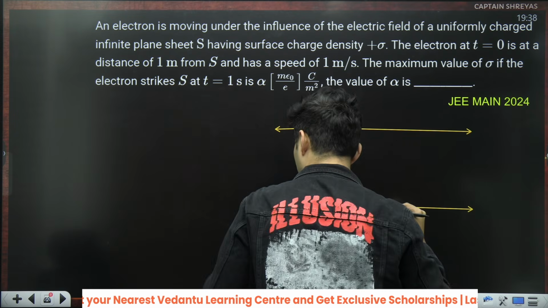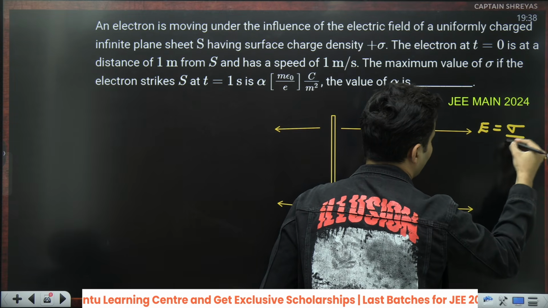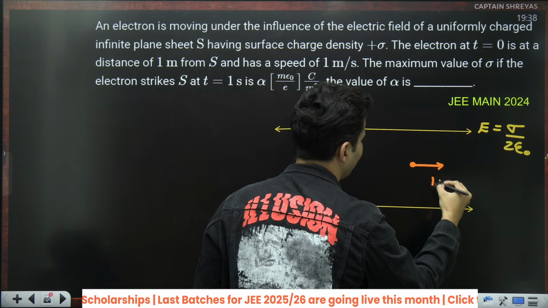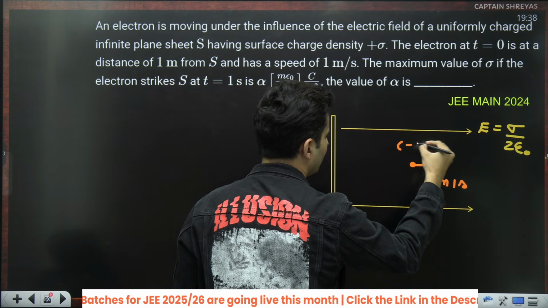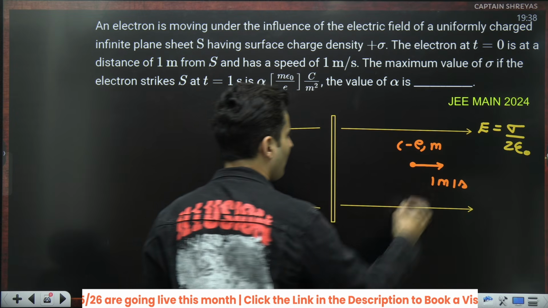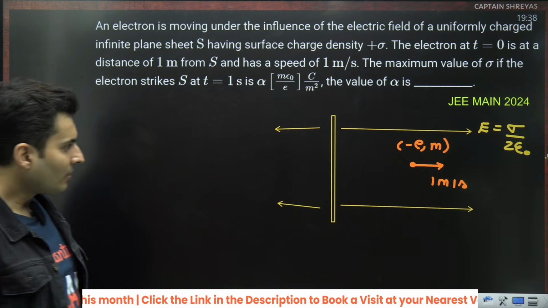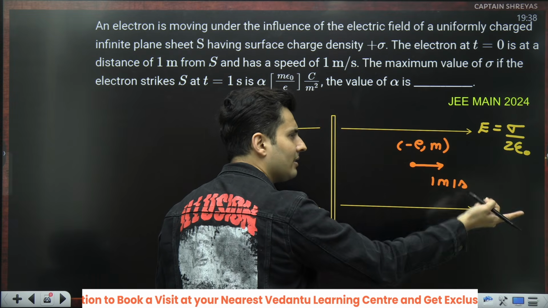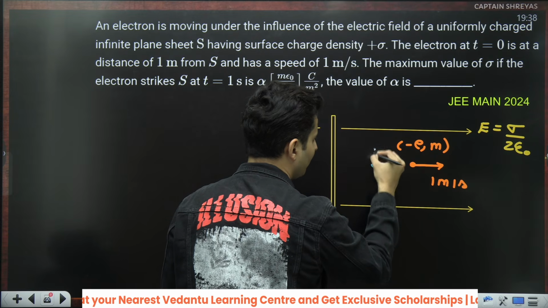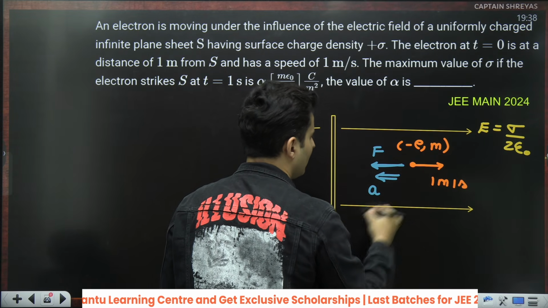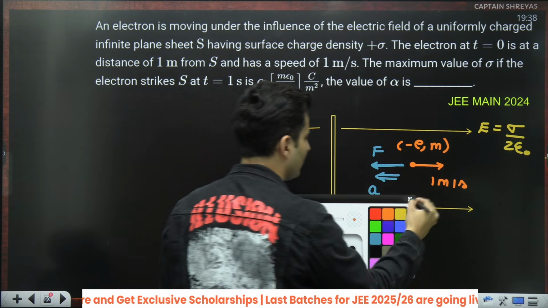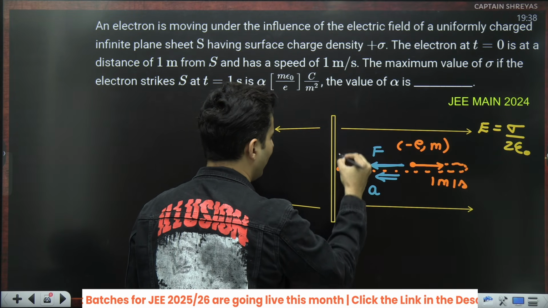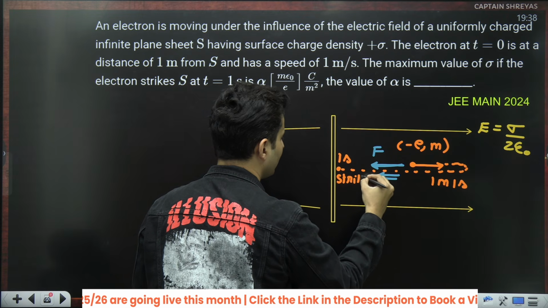The value of the electric field, of course, will be sigma by 2 epsilon naught. Now just imagine an electron over here having a velocity of 1 meter per second, having a charge negative e and mass m. Okay, right over here. So now this electron will experience a force because of the field. Because it's a negative charge, the field is that side, so the force will be on this side, and even the acceleration will be this side. And eventually what happens is that the electron goes and probably hits this particular surface. At 1 second, it will strike it.